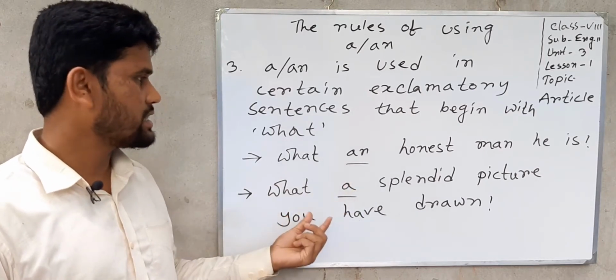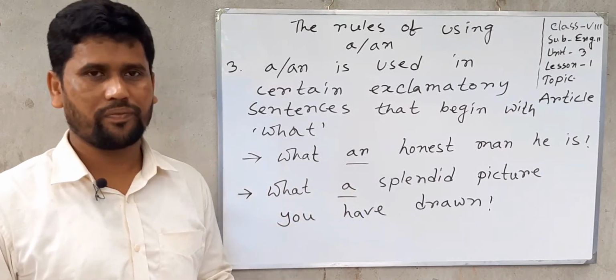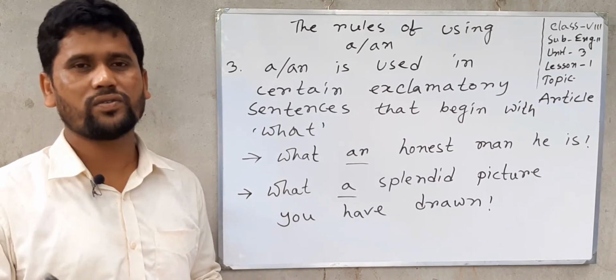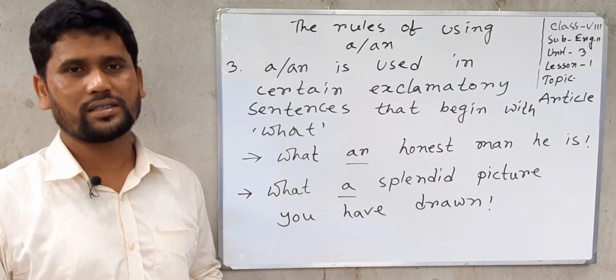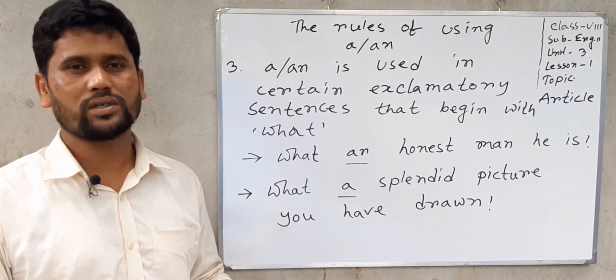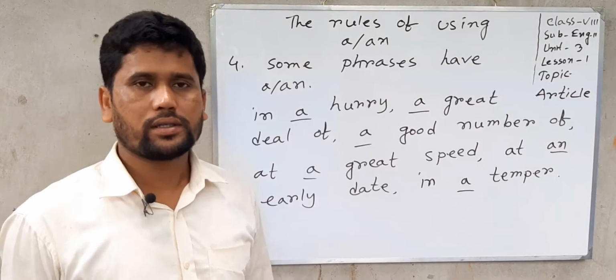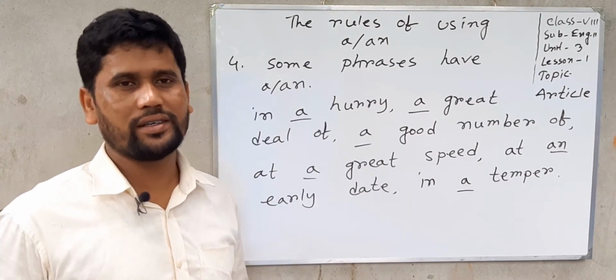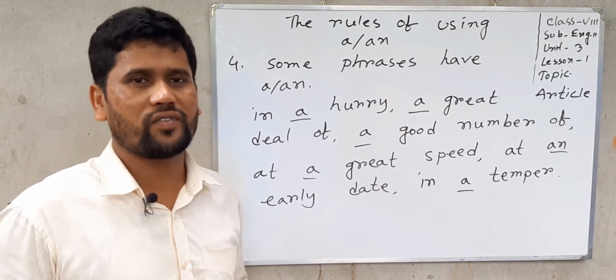And here, what a splendid picture you have drawn. The sentence is also an exclamatory sentence. So when we find an exclamatory sentence that begins with what, then we can use a or an. Some phrases have a or an. We find a or an in some phrases.